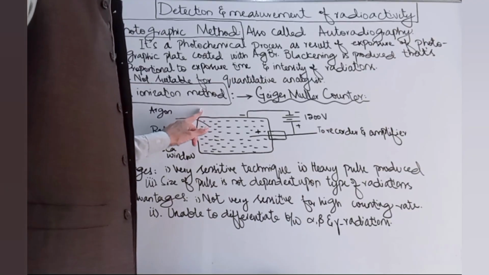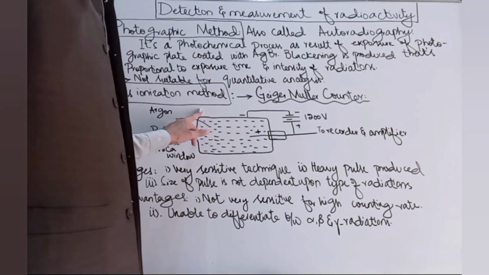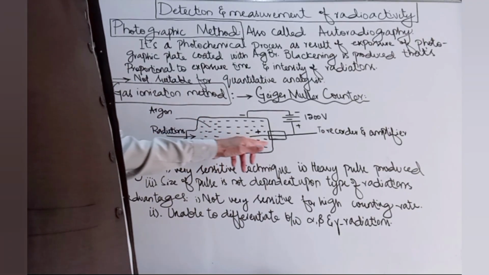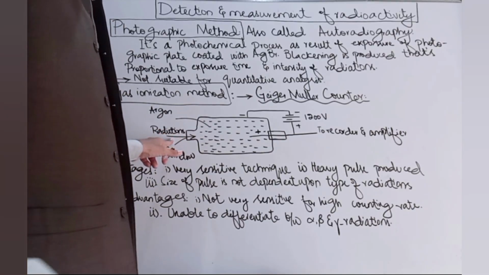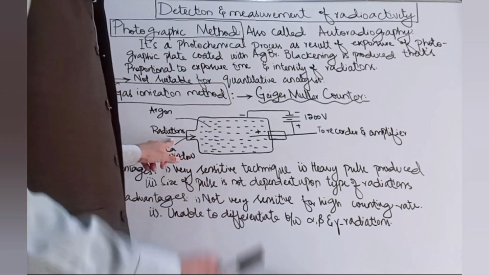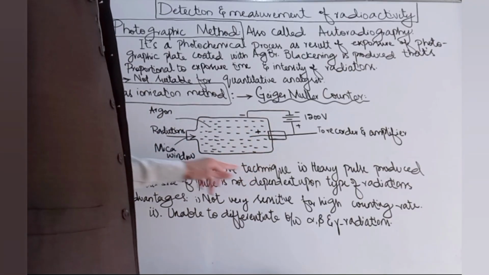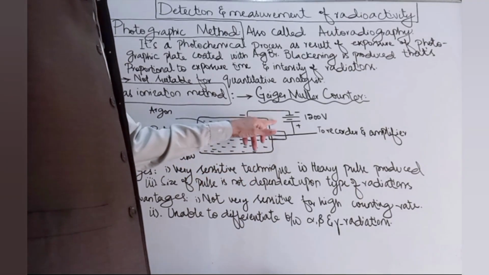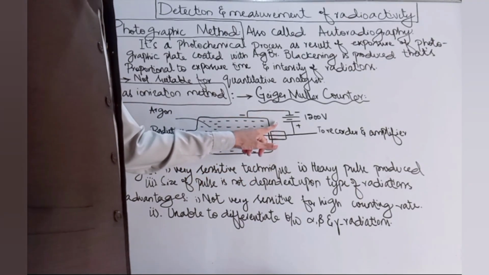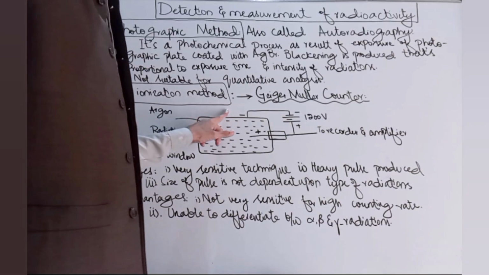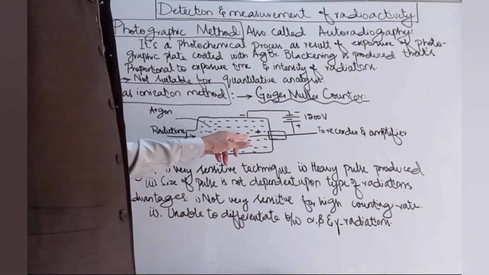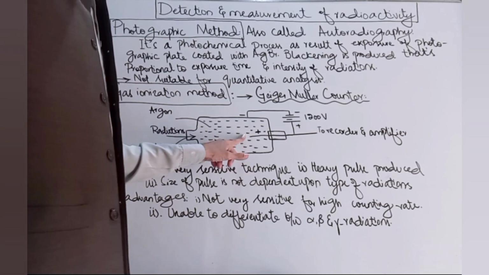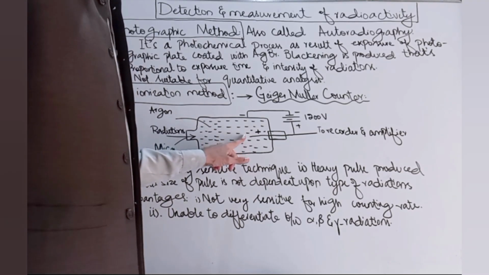So first of all, if we talk about the construction of the GM counter, it consists of a metallic chamber or a tube. On one side, there is a mica window. This is for the entry of the radiations into the chamber. This metallic chamber is linked with a source of potential difference. This chamber acts as the negative electrode or the cathode, and here is provided a tungsten anode in the form of a thin wire.